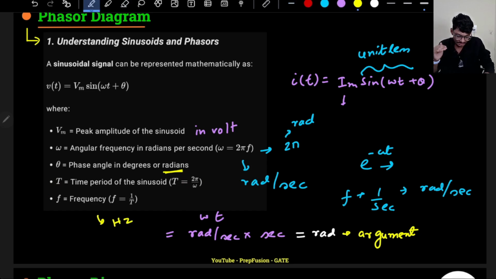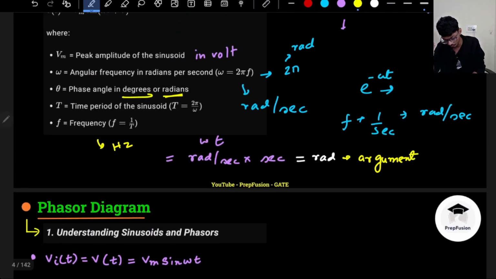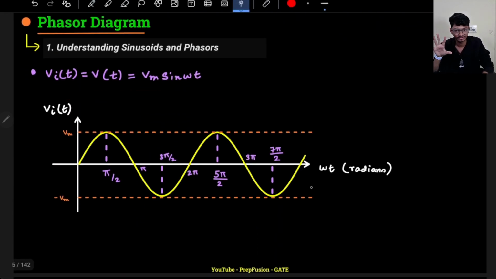So let's see different sinusoids, and from there we will understand the difference, whether we need to take degrees, radians, or something else. So this is the standard notation. v(t) is equal to Vm sine omega t. Here, if you see, the x-axis is omega t. It is not time, it is omega t. And they have written that omega t is in radians.